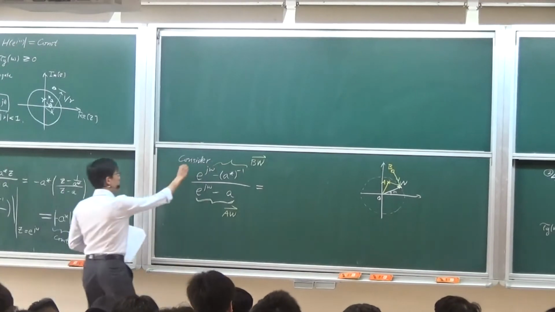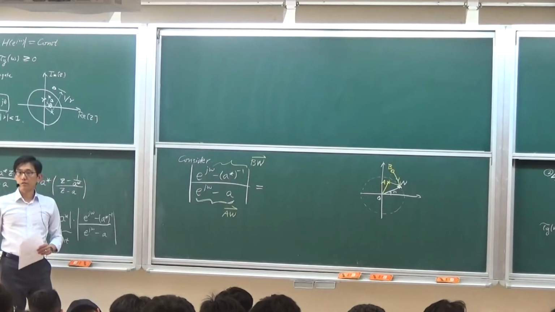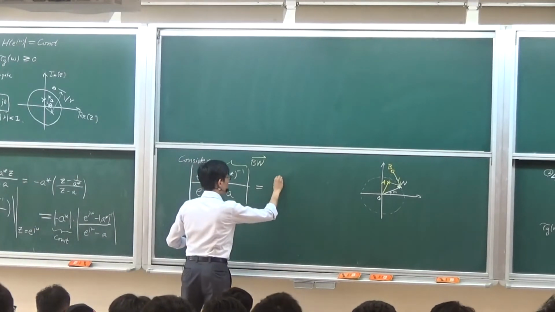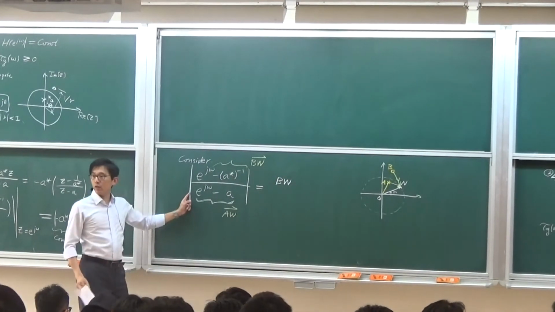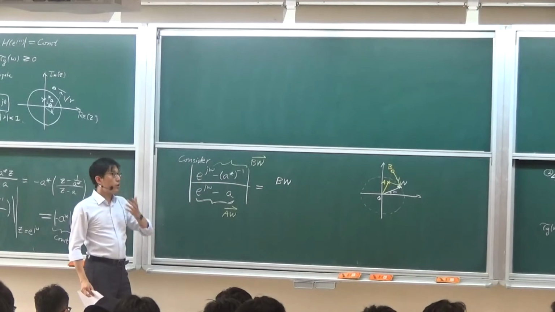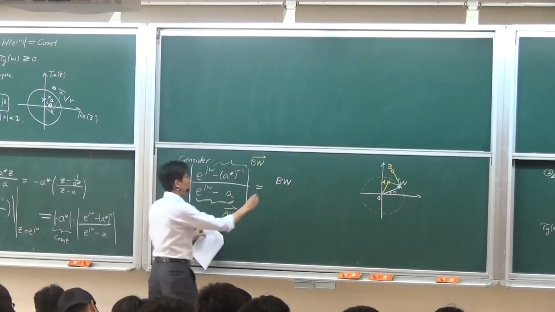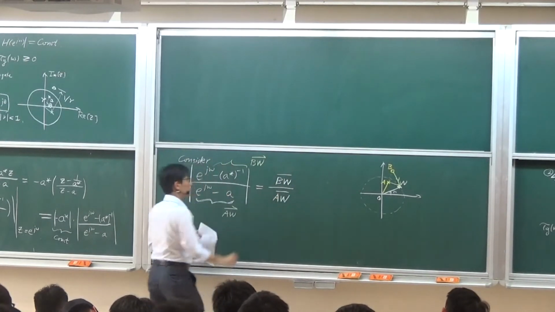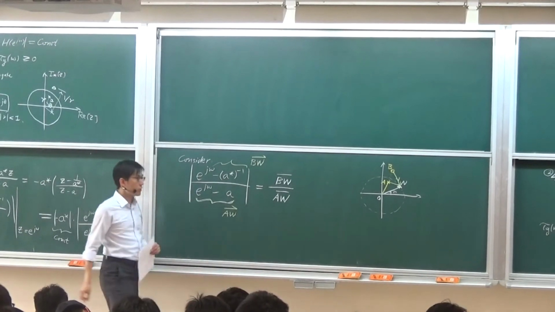And then we are considering the magnitude response. The magnitude response, right? So the magnitude response is even more simple. Taking the absolute value of this complex number, we are actually calculating the ratio of two lengths: the length BW divided by the length AW. Right? So it's even simpler.